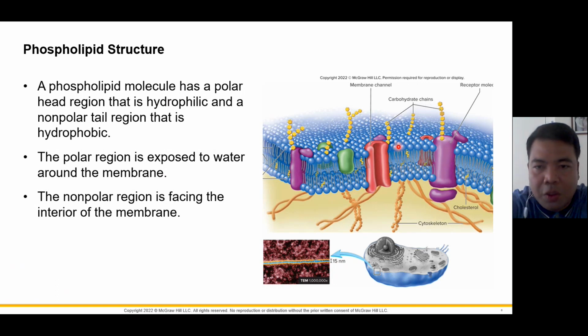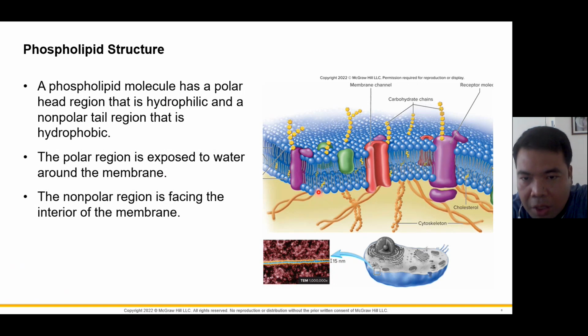A phospholipid molecule is composed of a head and a tail. Now, as you can see, meron siyang isang head, meron siyang dalawang tail. Okay? Now, the head region of the phospholipid molecule is considered to be hydrophilic. Kaya nakaharap siya or it is exposed to the water around the membrane. The outside of the cell has water. The inside of the cell also has water.